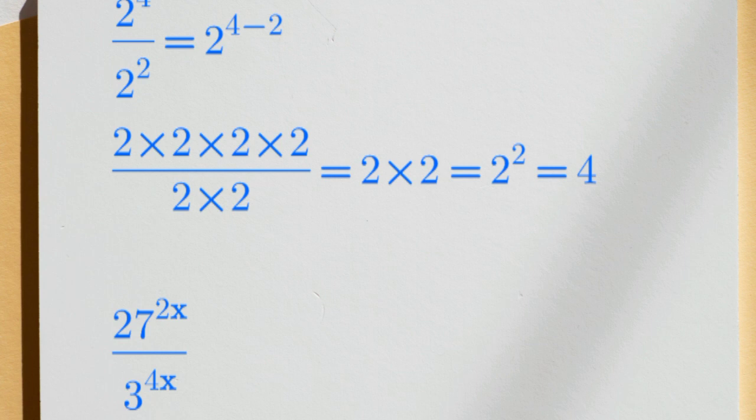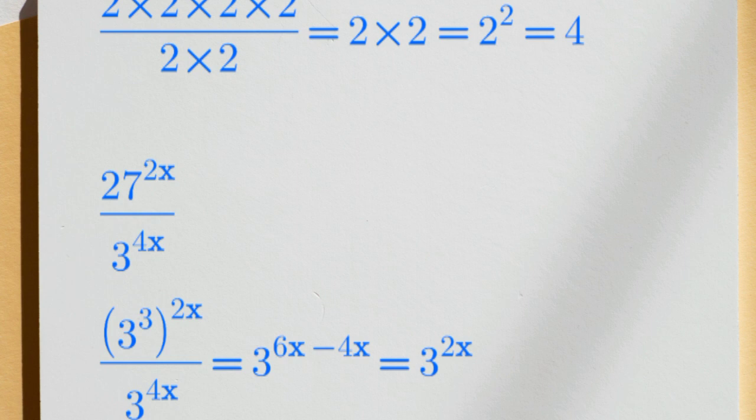So what do we do? 27 is still equals to 3 raised to the power of 3. So we're going to write our expression. So this is going to give us 3 raised to the power of 3 all raised to the power of 2x all over 3 raised to the power of 4x. Now in order to continue this expression, we are going to use a particular rule we are going to use in the future, which is power to power rule.